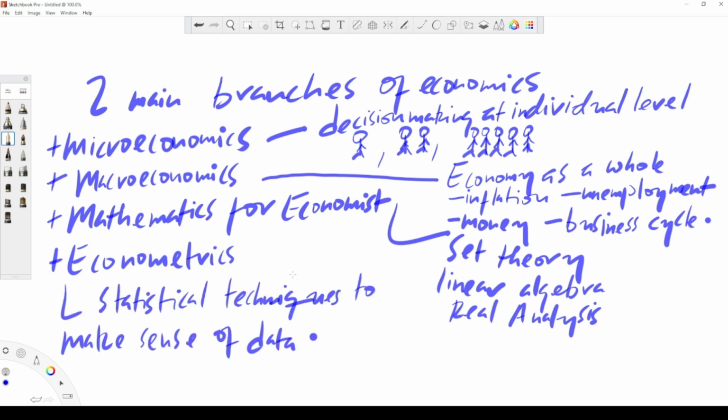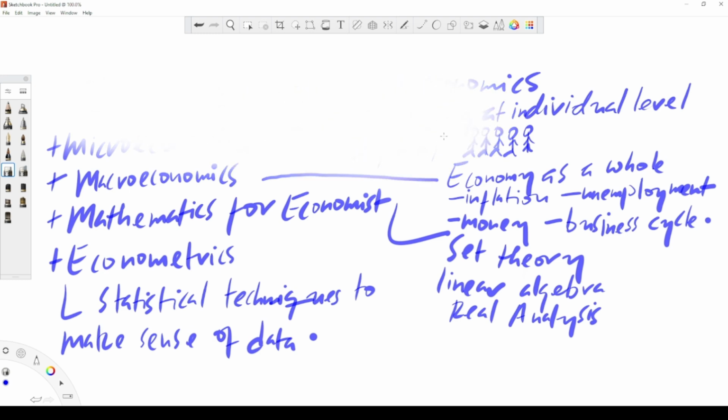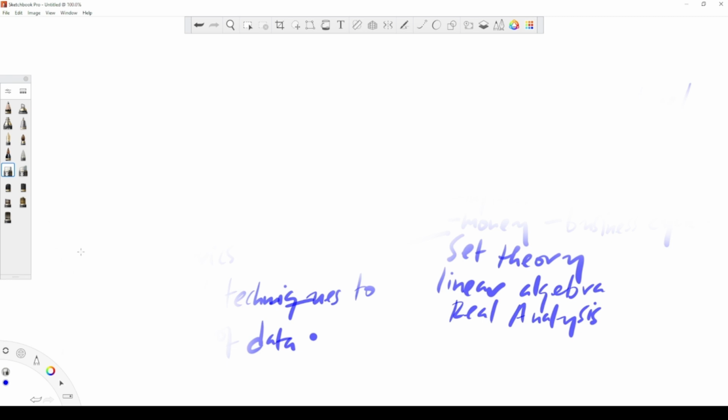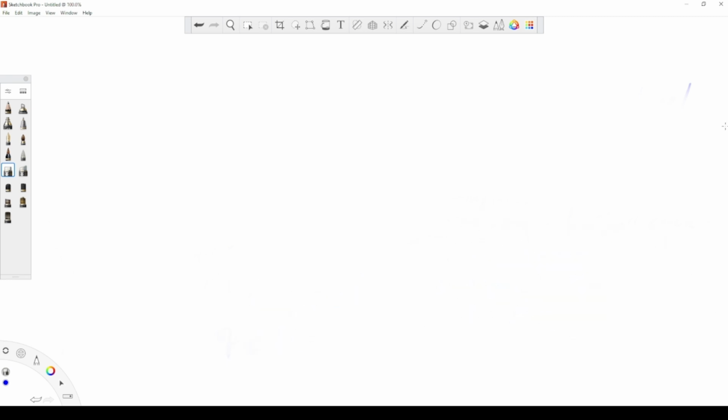Okay, so let's look at our econ tree. I like to visualize the whole concept. So I'm going to draw an econ tree so that it makes sense. Okay, so this is our econ tree.